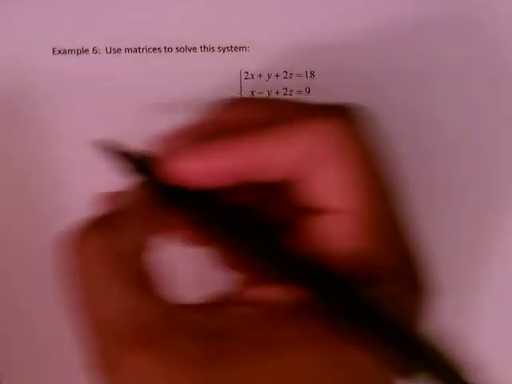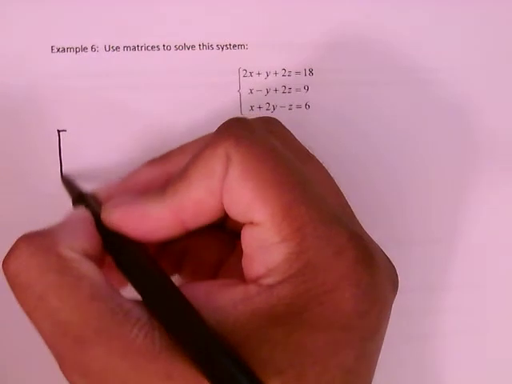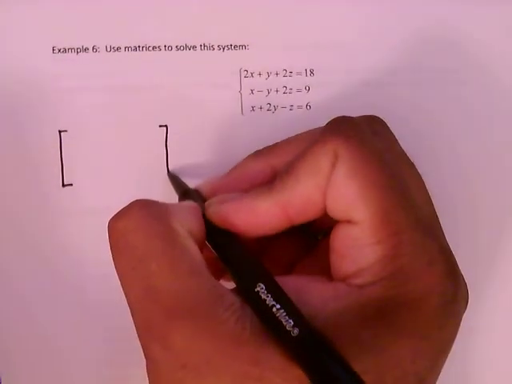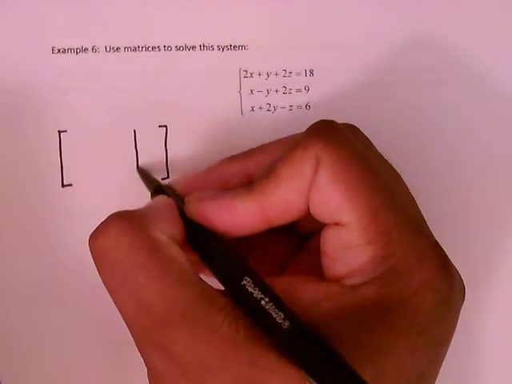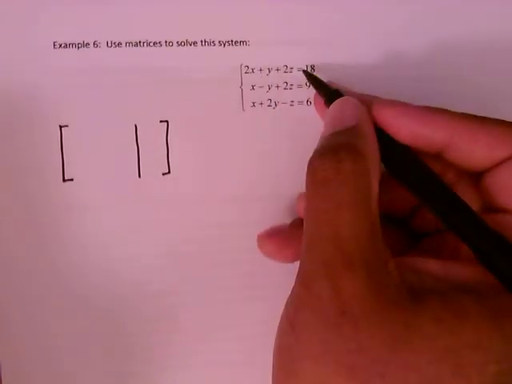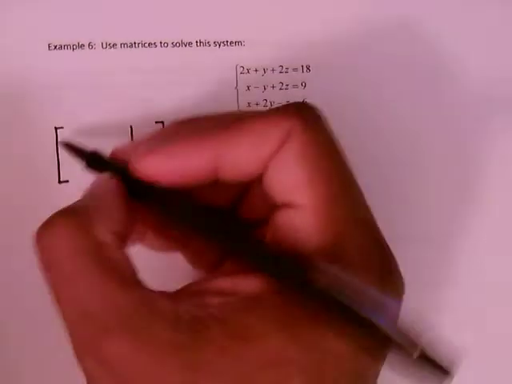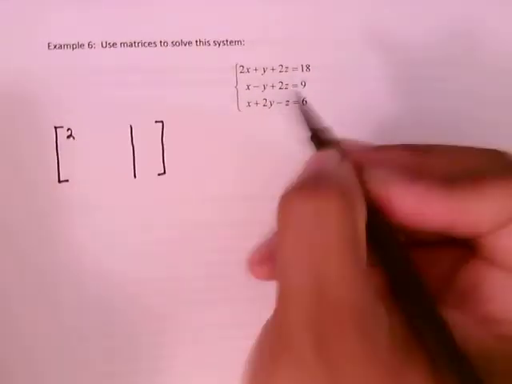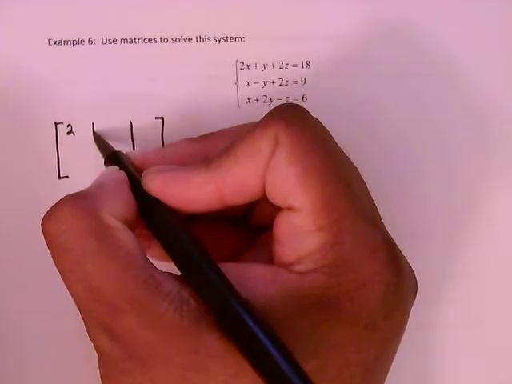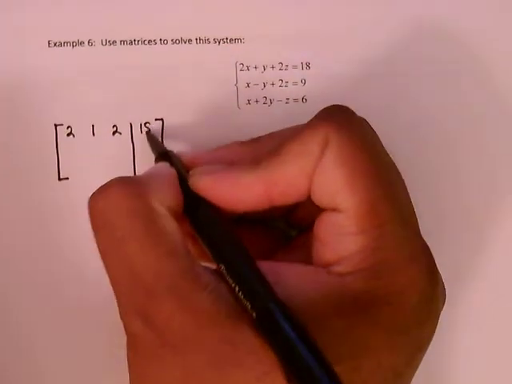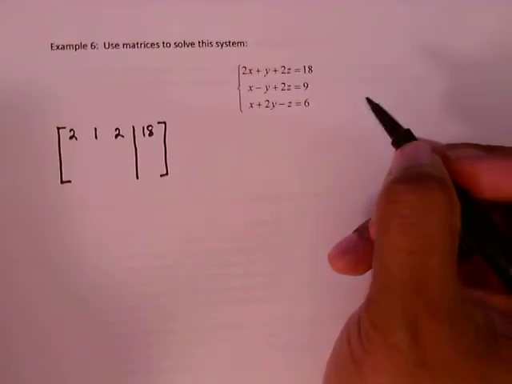So let's start by writing in our bracket that first row, 2x plus y plus 2z is equal to 18. The x has the coefficient of 2. This y has the coefficient of 1. The z has the coefficient of 2. The constant term, 18. That's the first row.